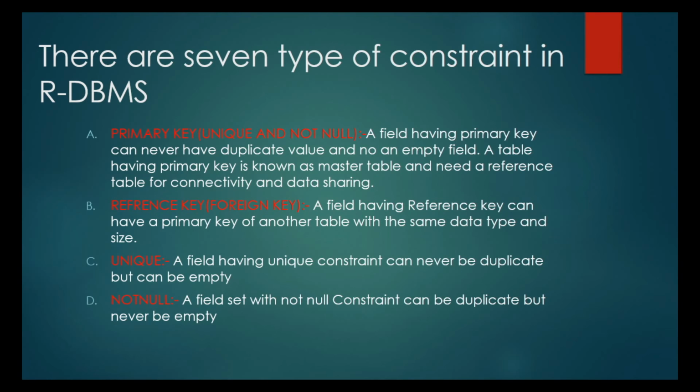Second is reference key. A field having a reference key can have the primary key of another table with the same data type and size. Third is unique. A field having the unique constraint can never be duplicate but can be empty. Fourth, not null. A field set with the not null constraint can be duplicate but can never be empty.